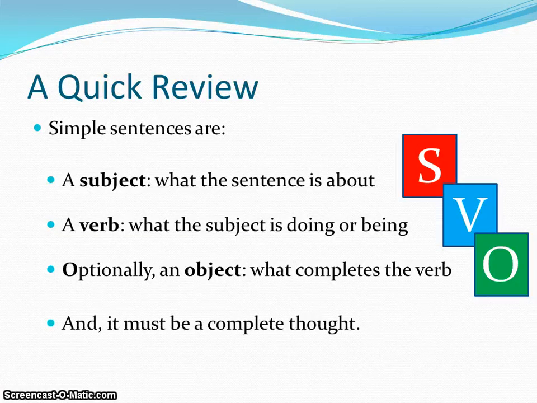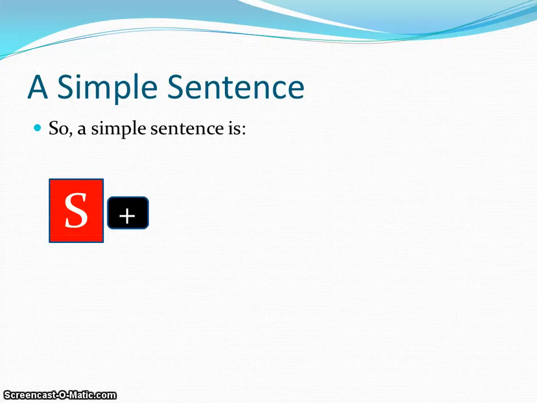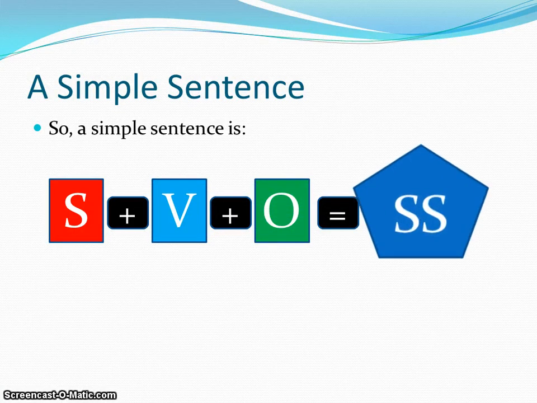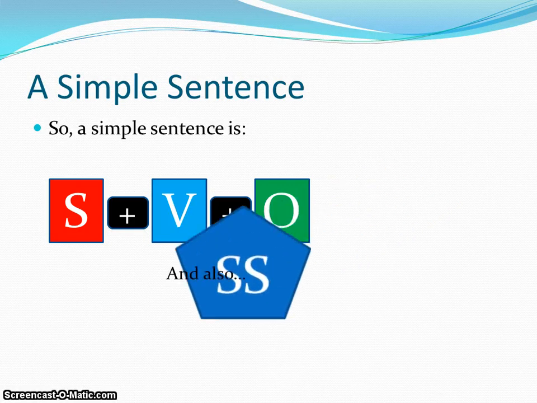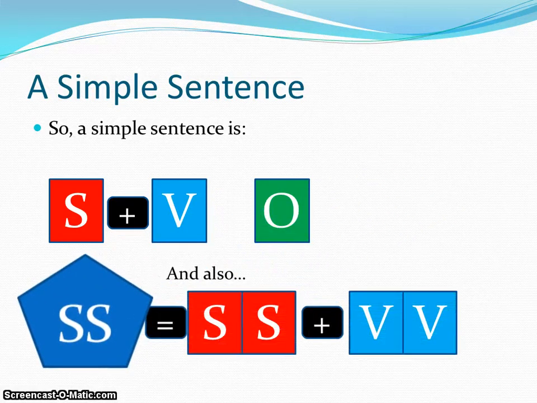And of course, simple sentences must be a complete thought. All sentences, for that matter, must be a complete thought. So, looking at our sentence pattern, we have subject plus verb plus object equals your simple sentence. And of course, we remember that simple sentences can have compound subjects, they can have compound verbs of any number of subject or verb. So those are compound subjects and compound verbs within a simple sentence.